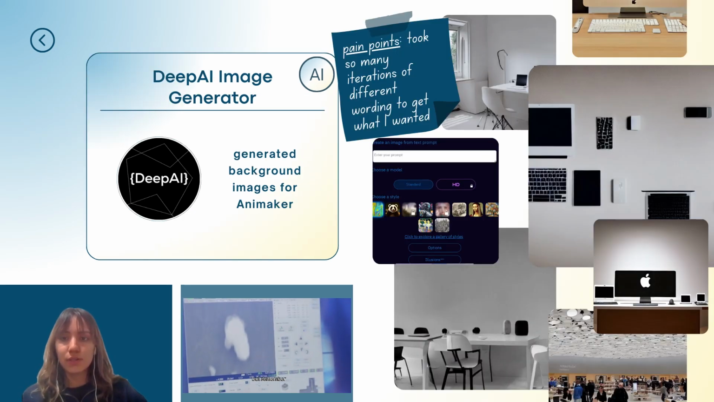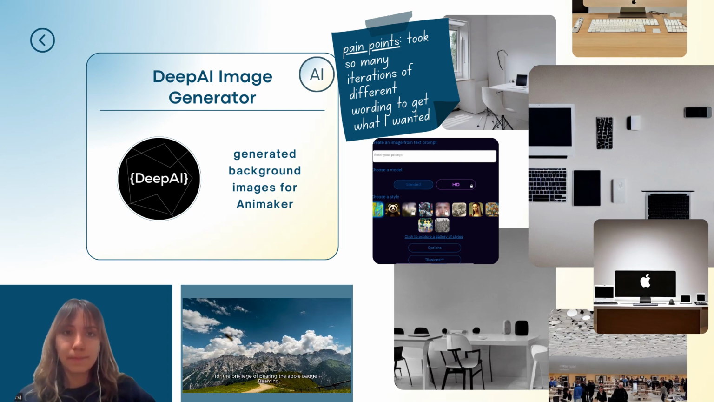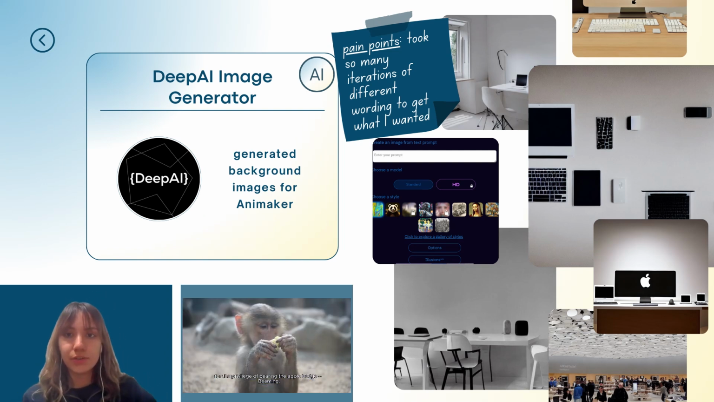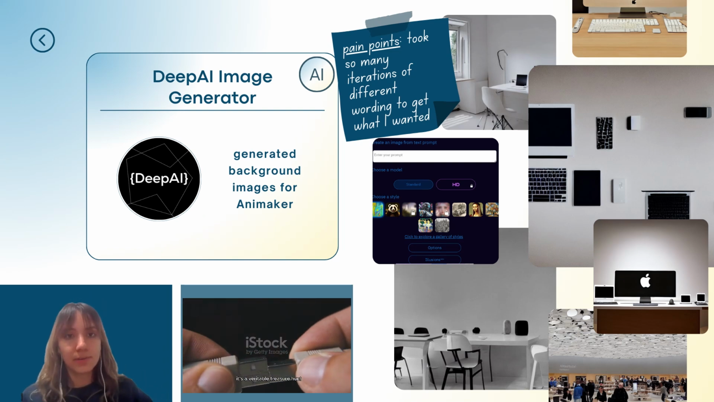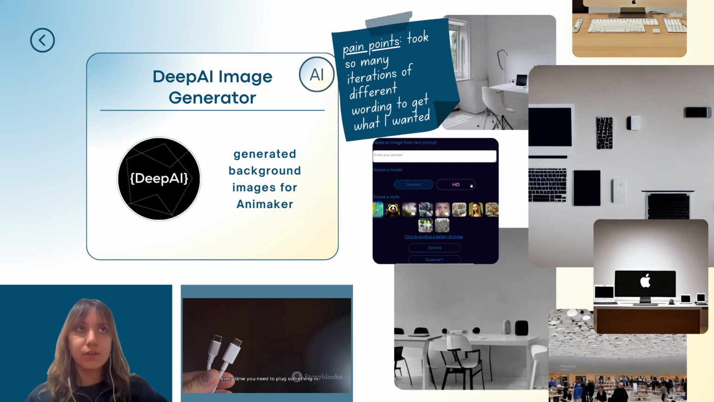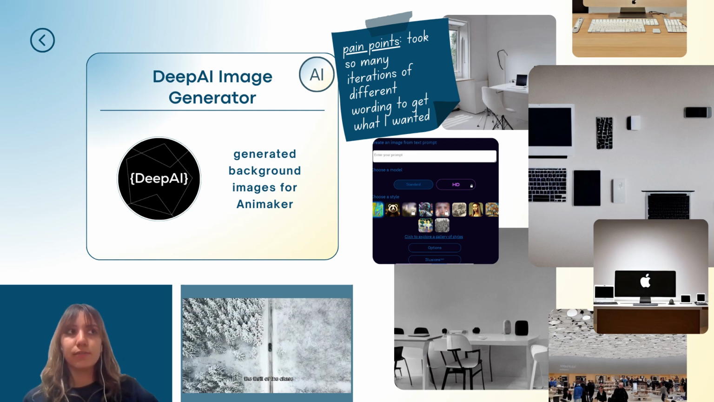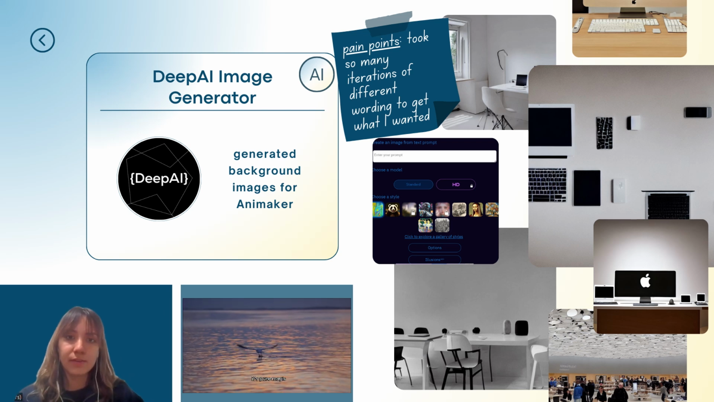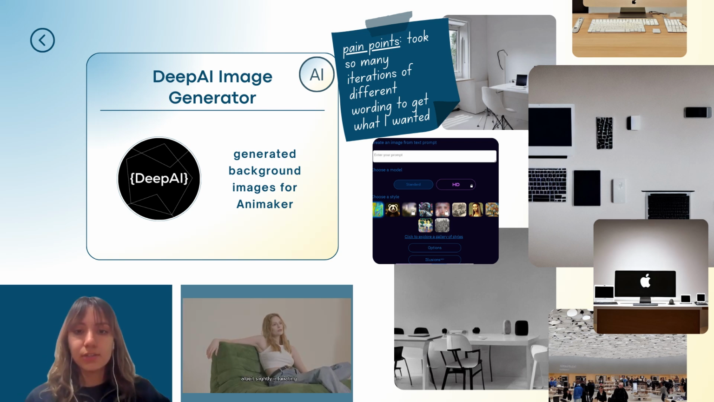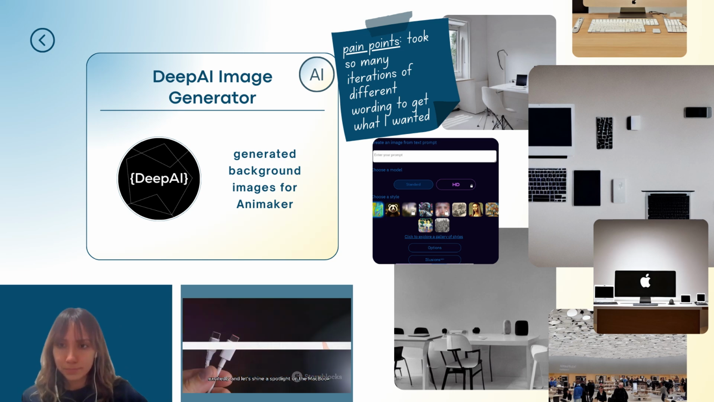So next up, I used Deep AI image generator to just give me ideas, or I mean images, on the video and create more related content by making images that I could just directly add to the video.